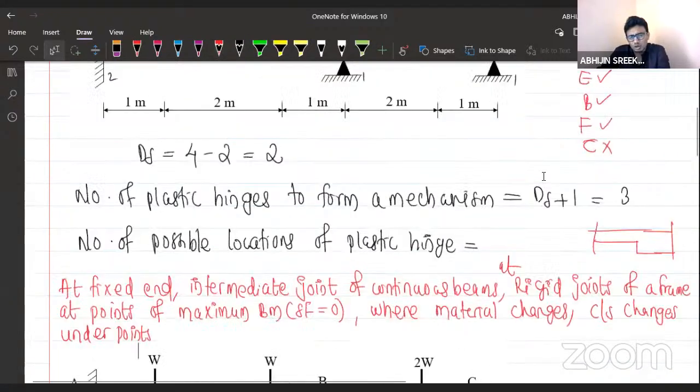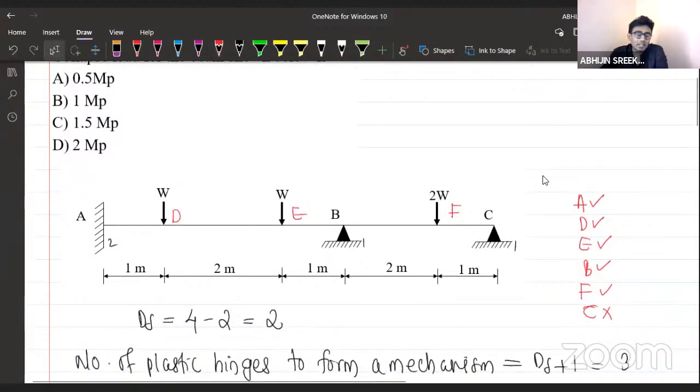So let's go back to the question once again. Now you have to think yourself. Just think about possible locations. Fixed end, of course, there is a possibility. Don't think that plastic hinges will be formed everywhere. There is a chance under point load. There is a chance at an intermediate joint. It's an intermediate support, or an intermediate joint in a continuous beam. So there is a possibility.